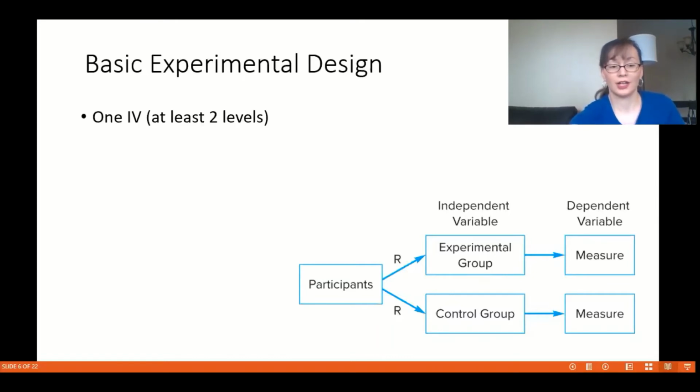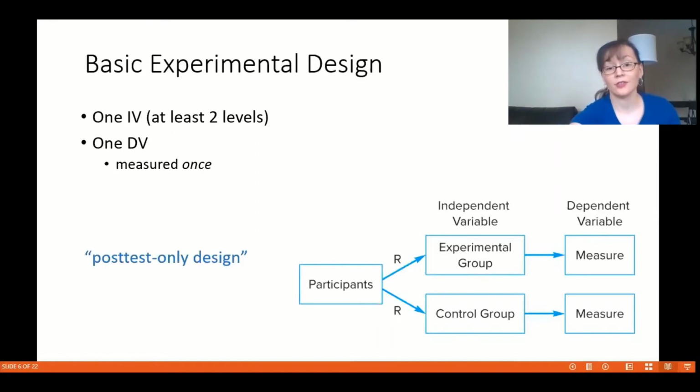And so again, to recap that, we have one independent variable, at least two levels, but definitely two at the most basic level. And our dependent variable, just one dependent variable, one IV, one DV. And that dependent variable is only going to be measured once after our participants encounter our independent variable. And this is called a post-test only design.